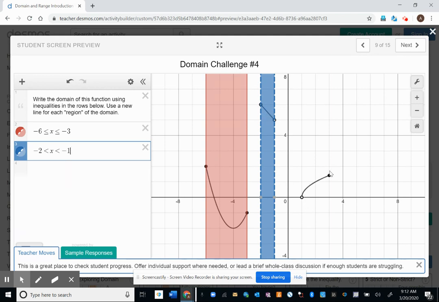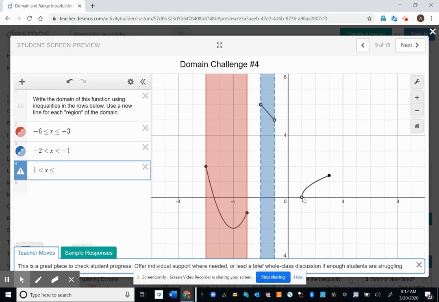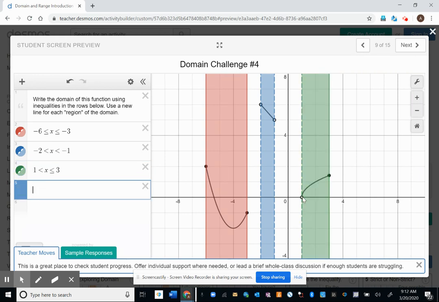And then the final section, this looks like a square root function. It starts where x is equal to 1 and ends where x is equal to 3. There's an open point at x equals -1, or sorry, +1. So 1 is less than our x, and then a closed point at x equals 3. So less than or equal to 3. And now I can see those three regions of the graph.